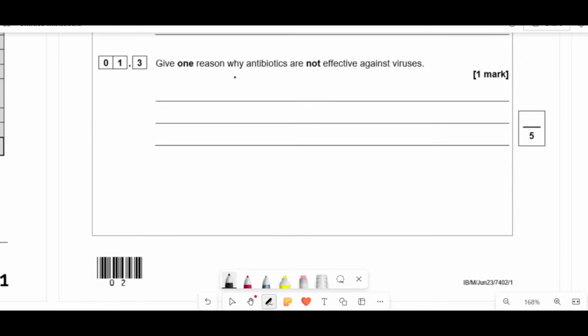So now it says, give one reason why antibiotics are not effective against viruses. If we think about how antibiotics work, they usually go for things within the bacteria or its structure. So, for example, its cell wall or enzymes within it. Viruses don't have any cell wall and they don't have the same bacterial structure. That's why antibiotics don't work. So they do not have a cell wall is what I'm going to go for.